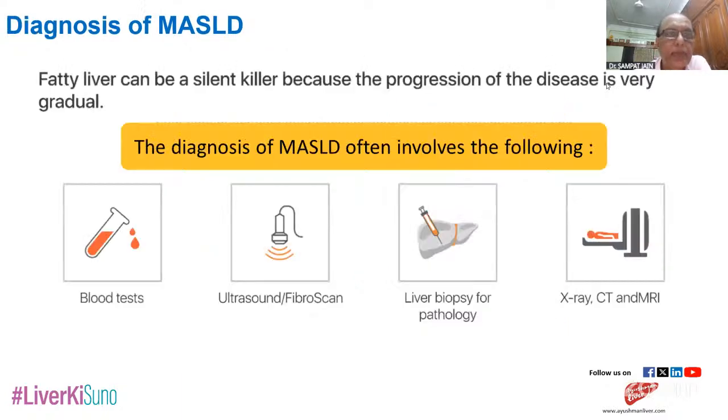How to diagnose this MASLD? The fatty liver can be a silent killer because the progression of the disease is very gradual. The diagnosis often involves the following things. The first and foremost is the blood test, which we usually prescribe to our patients. That is the liver function test. Second is the ultrasound or fibroscan. Third is the liver biopsy or pathology, and X-ray, CT, or MRI.